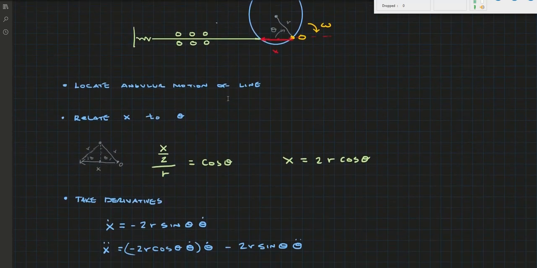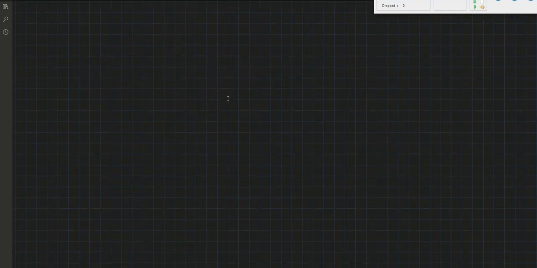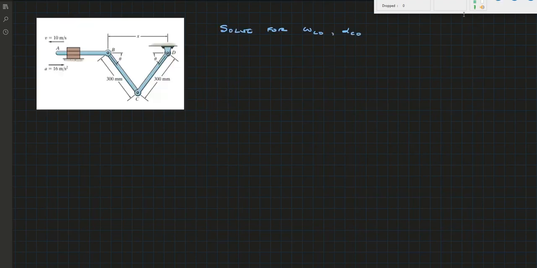Now let's use this procedure we just talked about and we will solve some more problems. Okay, given this situation where we have AB sliding through this slider at a velocity of 10 to the left with an acceleration of 16 meters per second squared to the right, let's find our angular velocity and acceleration of CD, this 300 millimeter link CD. And we want to do this when theta equals 60 degrees.